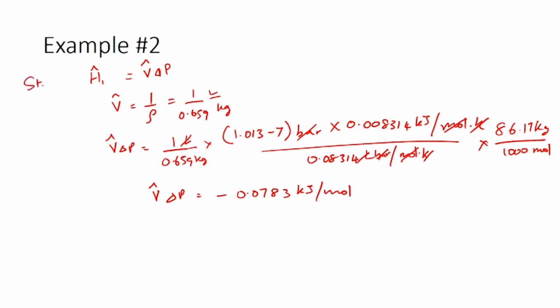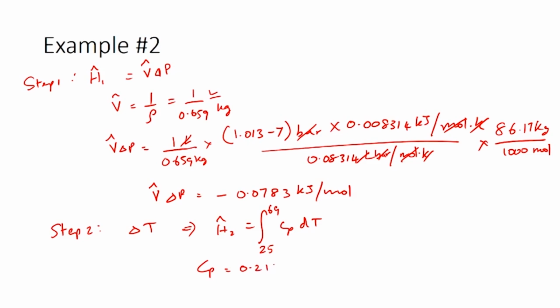The second step would have to be calculated. For the second step there is delta T, with no change in pressure or phase. So, this is a simple thing. H2 cap would be equal to integral Cp dT, where Cp is the Cp of hexane liquid and the temperature difference is from 25 degree Celsius to 69 degree Celsius. Cp for n-hexane liquid is 0.2163 kilojoules per mole degree Celsius.